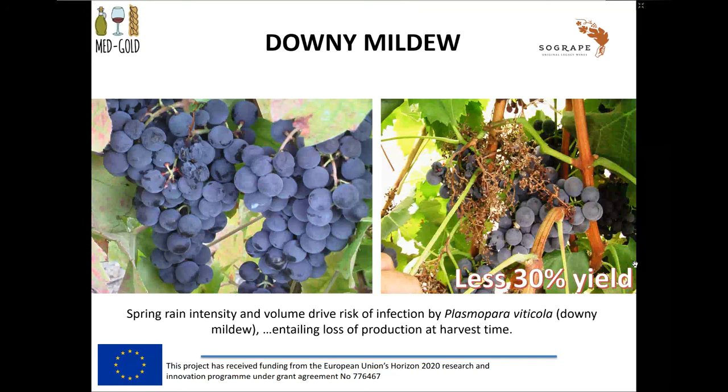What happens is that the fungus will eat onto the inflorescences and the young berries. And when you come to harvest time, the difference between a sane and a diseased bunch is what you see in this picture. Typically, on average, translating at about 30% yield loss, but in extreme situations may very well go as high as 80-90% of losses, which is close to total loss.